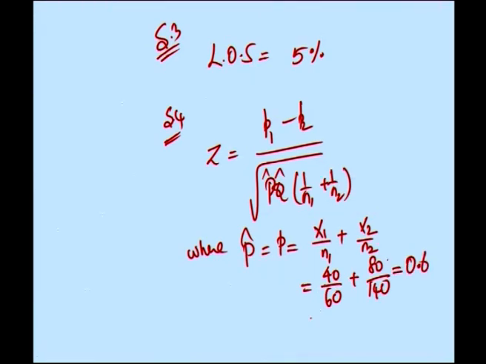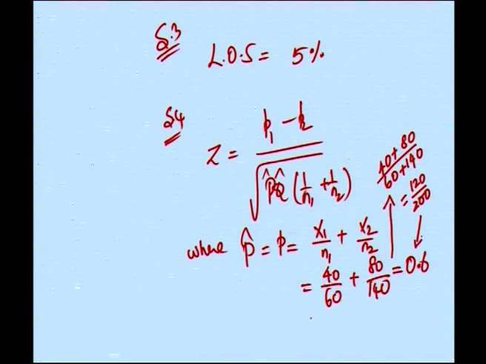All these stand for proportions. Therefore, proportionate addition has to be done, in the sense 40 plus 80 divided by 60 plus 140. This kind of addition should not be done in other cases. This is called proportionate addition. Therefore, it becomes 120 by 200, which is equal to 0.6. So, capital Q cap is 1 minus capital P cap, which is equal to 0.4.